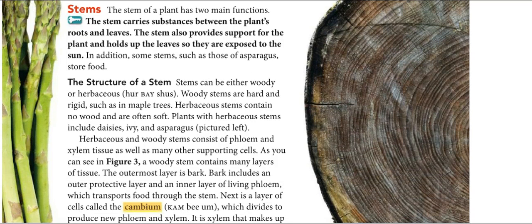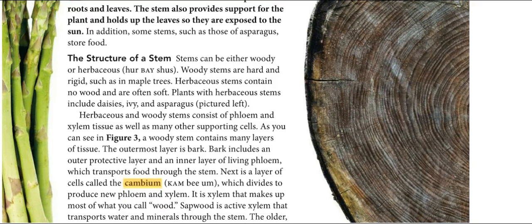The structure of a stem. Stems can either be woody or herbaceous. Woody stems are hard and rigid, like we would call a stick, such as in a maple tree or a branch. Herbaceous stems contain no wood and are often soft. Plants with herbaceous stems include daisies, ivy, and asparagus. So herbaceous stems are usually green stems that don't have that wood texture that we think of with a stick.